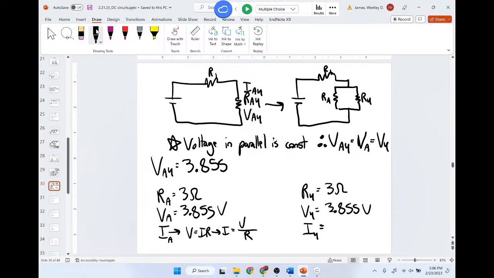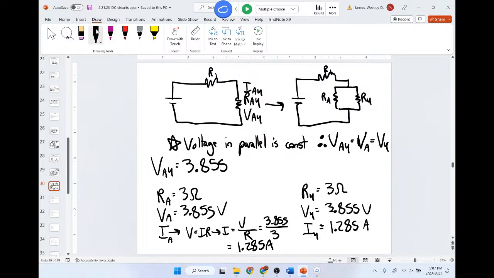So let's quickly get a number here. 3.855 divided by 3. That's going to equal something bigger than 1. 1.285. It so happens that both of them get the same current only because the numbers are identical. If we had chosen the resistance for A to be anything else, then the currents would not have been the same. But they are the same because the resistances were the same.